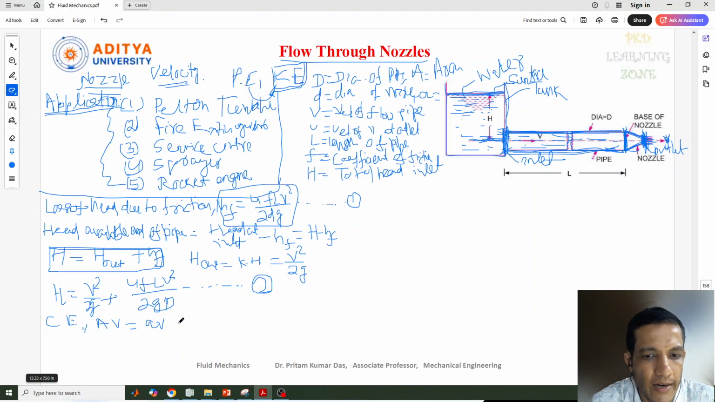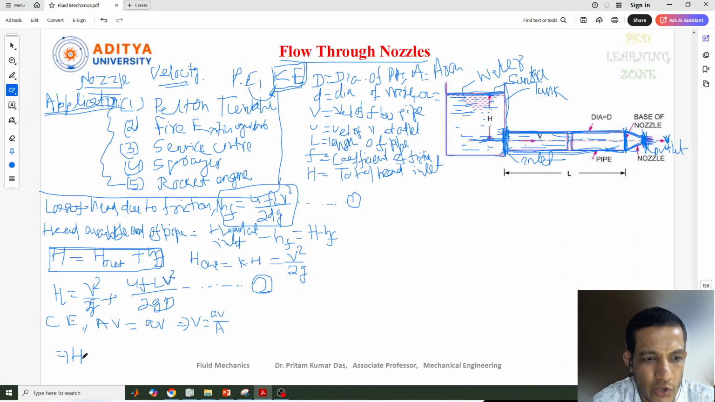So from here we can write what? Now we can find out the velocity value, capital V equal to small v, small a into V by capital A. So what we'll do, we'll just put this value in this equation. Which equation? At this point, this equation has velocity. Let's put the value there.